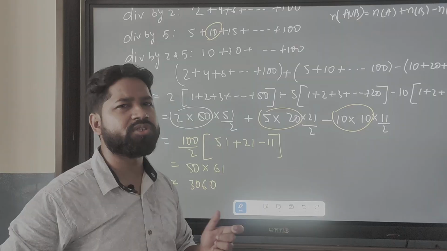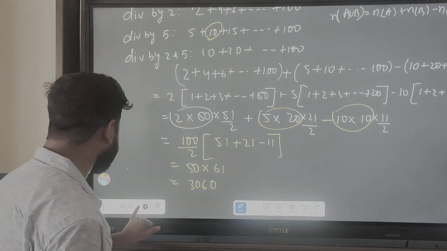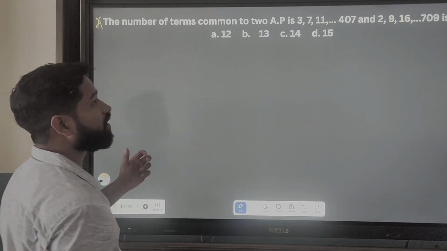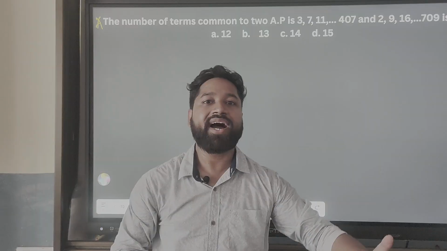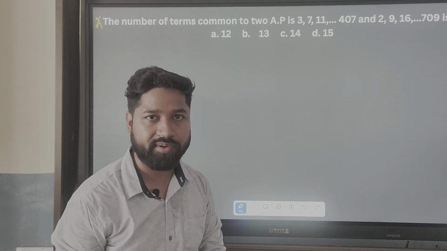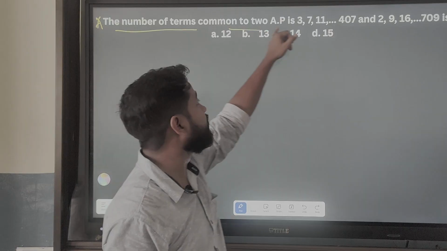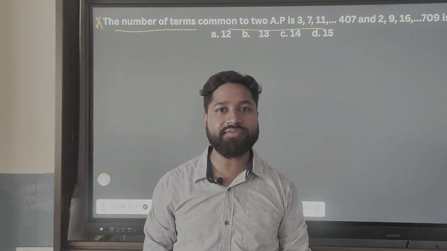Now we'll go for the most, what you'll say, important topic, right? Put a star here because this is a trend these days. The number of common terms or the sum of the common terms. These kinds of questions are repeatedly asked in JEE. So see, what they are saying, we need to find the number of common terms. See, two different APs are there, right? We need to find the number of common terms.